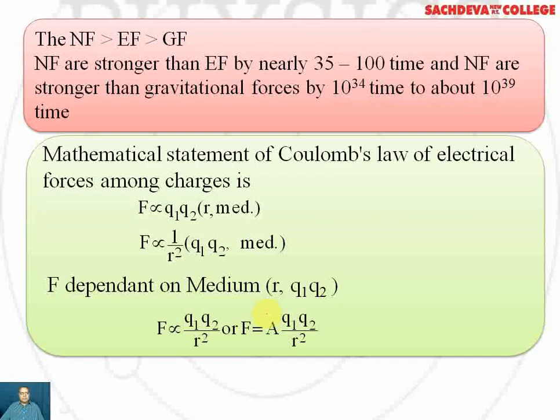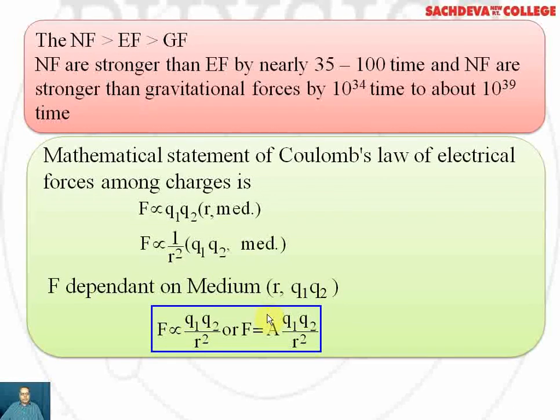The mathematical statement of Coulomb's law is given like this: force is dependent on the product of charges if the distance r between them is constant and the medium in which the charges are placed is constant. The other law is F is inversely proportional to r square, where the product of charges and the medium must be constant. F is dependent on the medium if r, that is the distance between the charges, and the product of charges is constant. So F is proportional to Q1 Q2 by R square, or F is equal to A into Q1 Q2 by R square.